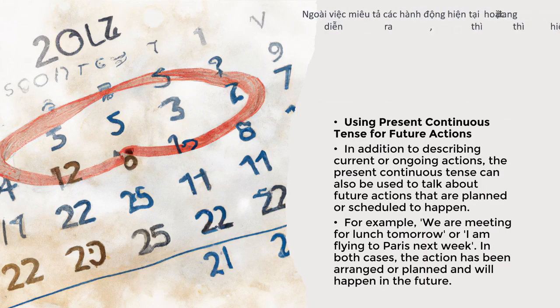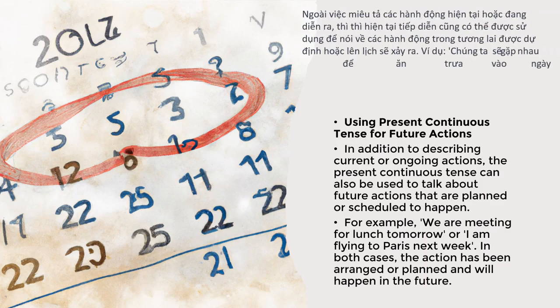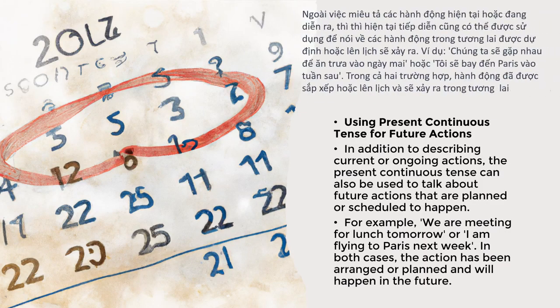In addition to being a verb tense that describes current or ongoing actions, the present continuous tense is a versatile tool in the English language that can also be utilized to express future events that are planned or scheduled to occur. This particular usage of the present continuous tense is particularly useful for indicating future plans or events that have been arranged in advance.